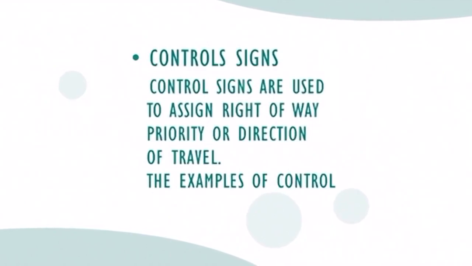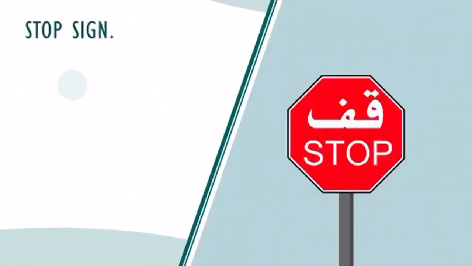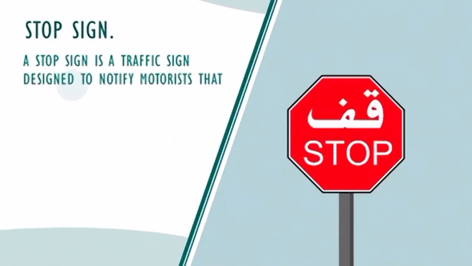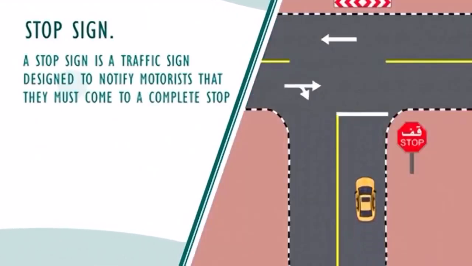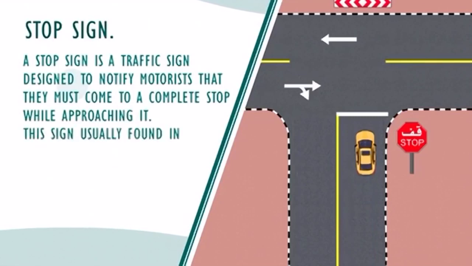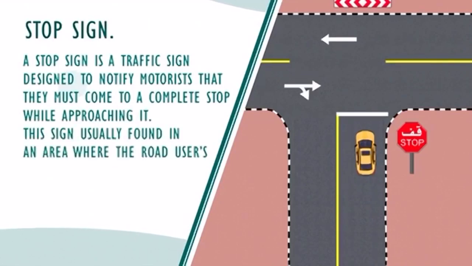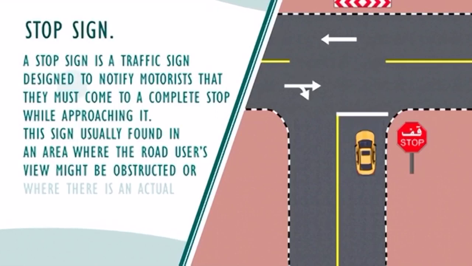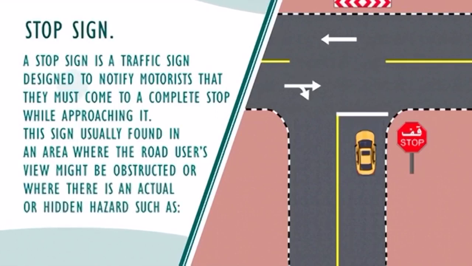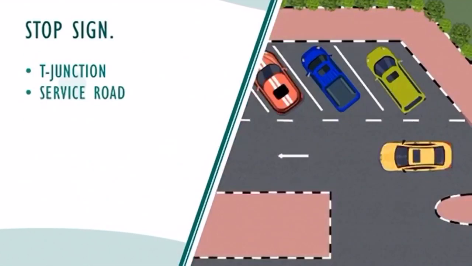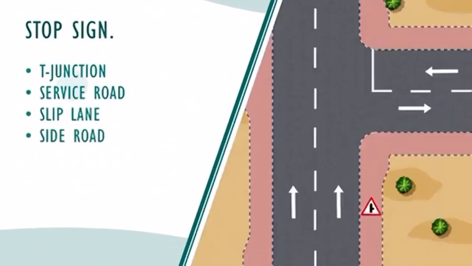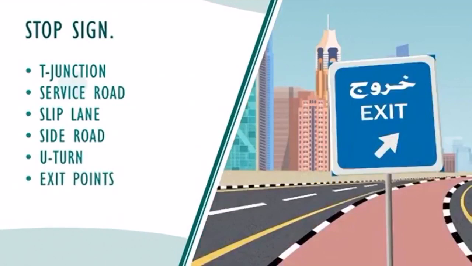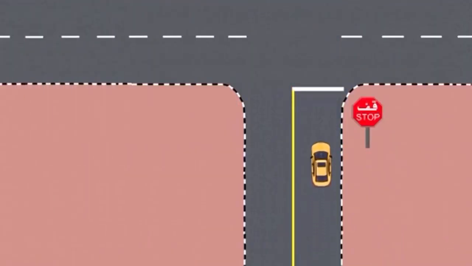The examples of control signs are the stop sign. A stop sign is a traffic sign designed to notify motorists that they must come to a complete stop while approaching it. This sign is usually found in an area where the road user's view might be obstructed or where there is an actual or hidden hazard, such as a T-junction, service road, slip lane, side road, U-turn, and exit points. The stop sign instructs the motorists to stop the vehicle completely before the stop line, even if there is no traffic, scan the road, and then proceed safely.